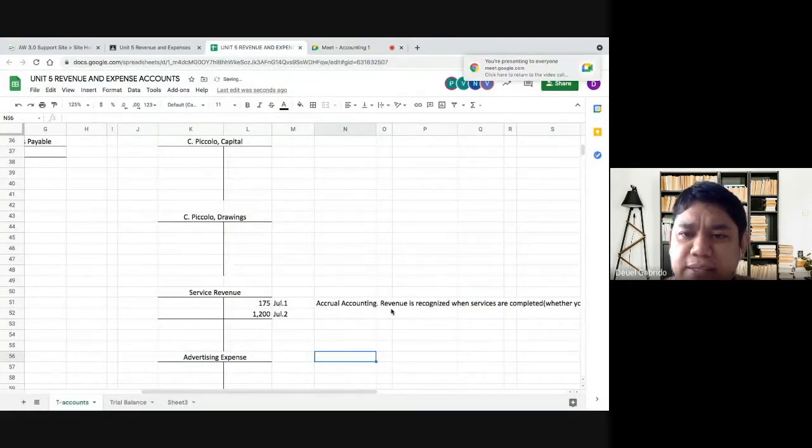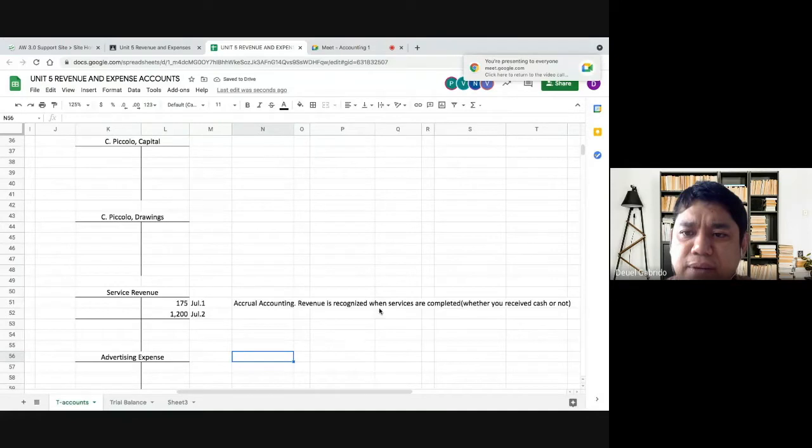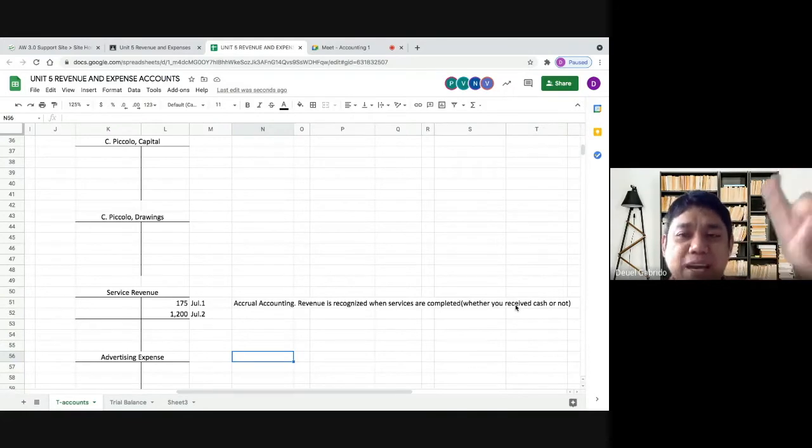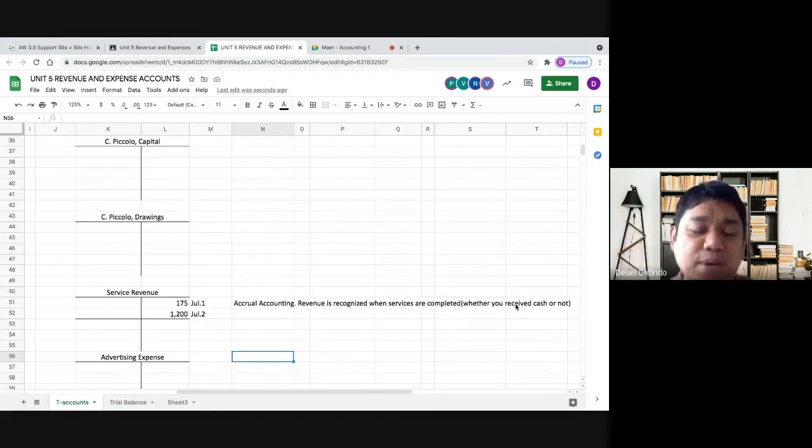Accrual accounting, guys. Revenue is recognized, or recorded, when services are completed. So regardless of whether you receive cash or not. When you receive cash, of course, cash goes up and then revenue goes up. But when it's a promise to pay, let's say after 30 days, we still recognize the revenue, record it as accounts receivable on the debit side, and then credit revenue. That's called accrual accounting.